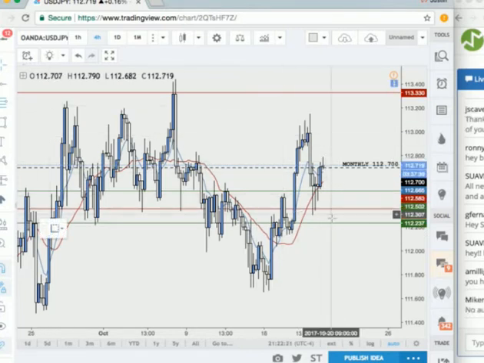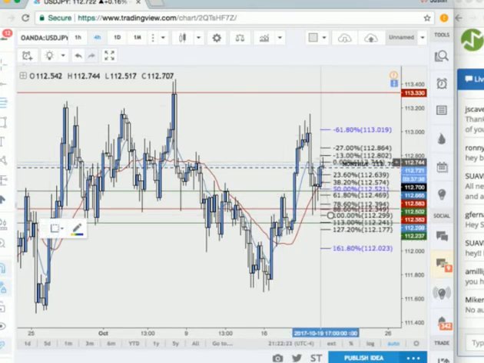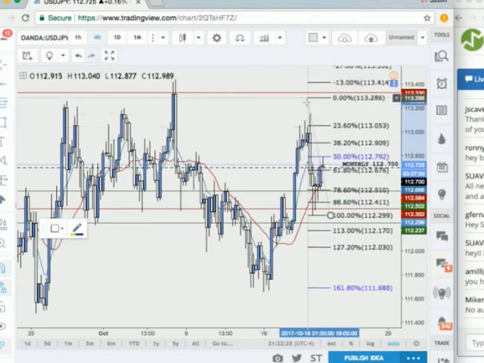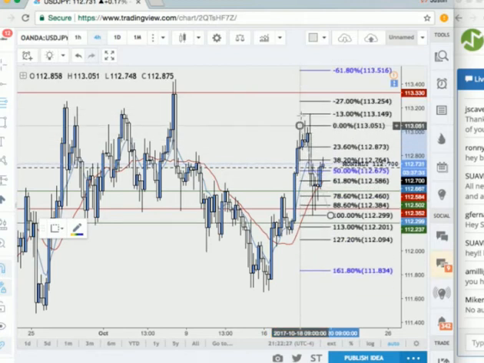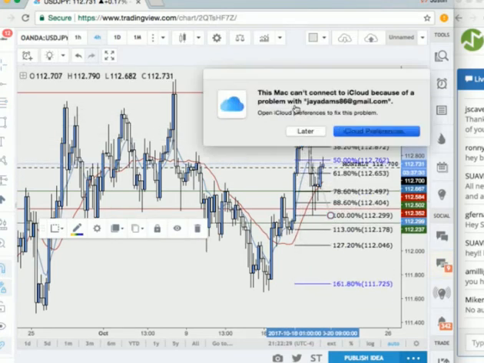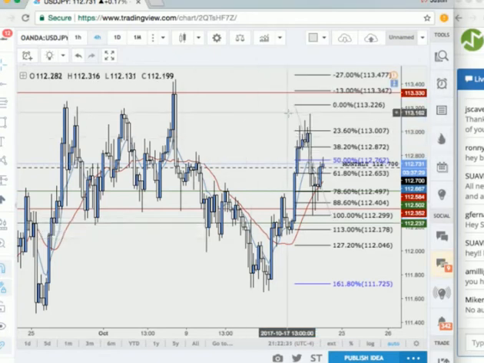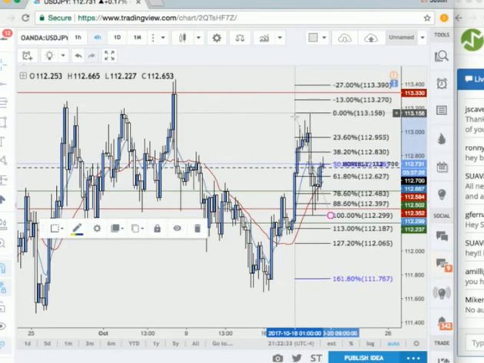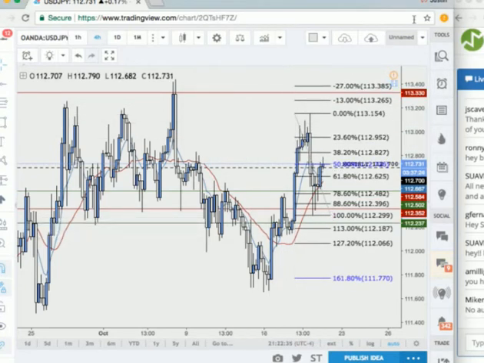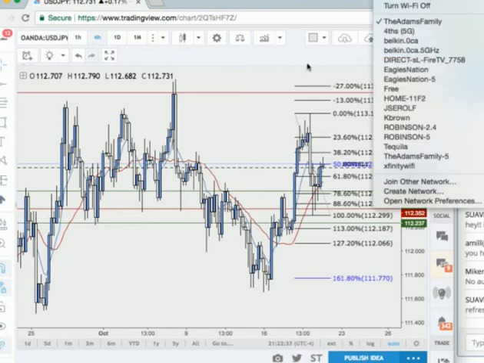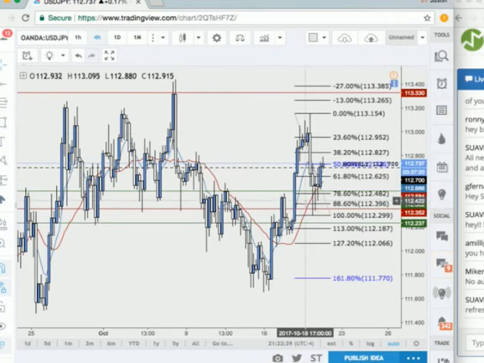Even if we were to take our fibs down and around here, I don't know what is going on with this TradingView, but it's not my internet. I just got the upgraded blast 200 megabytes today, so I don't know what it is. But anyway, see the 50%? See the 38.2 right now, 827? Boom.